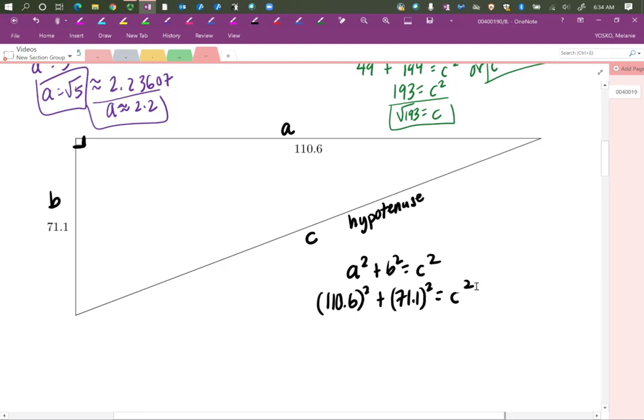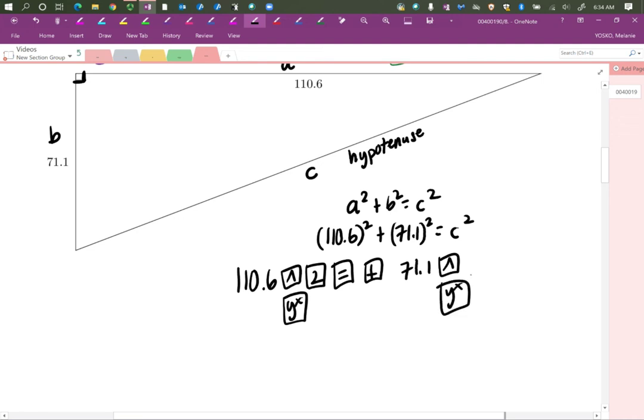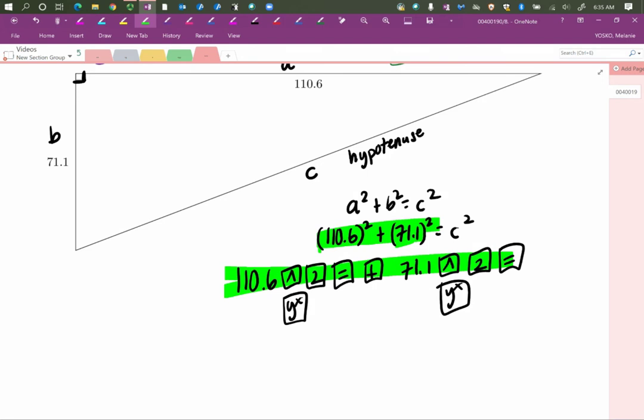Okay, and let a calculator do this for you. So you could type this in as 110.6, hit the caret key, squared, equals, plus 71.1 caret. Now your caret may not look like that. It may be a y to the x button like this on your calculator. Squared, equals. Okay, when you type in all this, it's the same as typing in this. Equals. So let's see what happens when I type that in. I end up with 17287.6, and there's more decimal places. It's actually 0.57. Okay, this is equal to c squared.